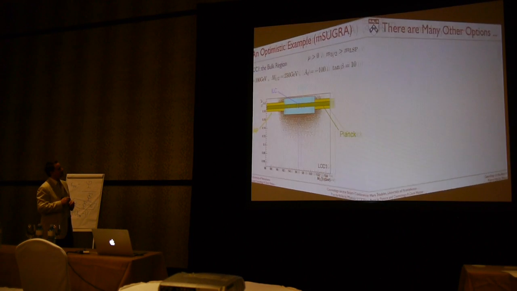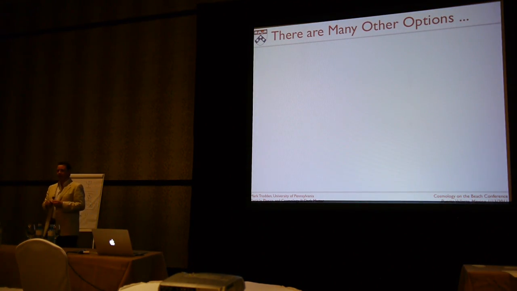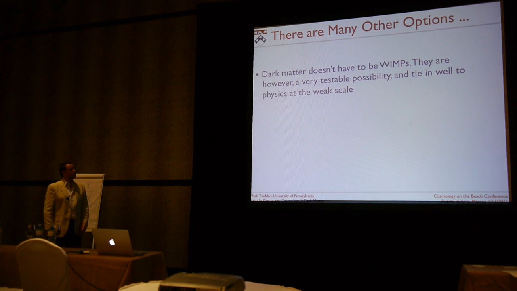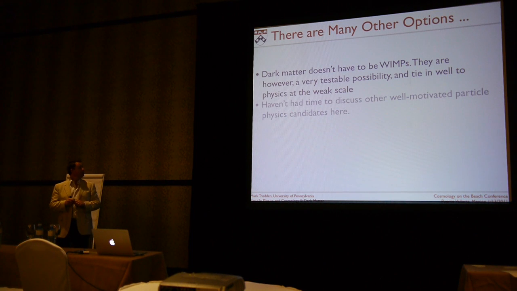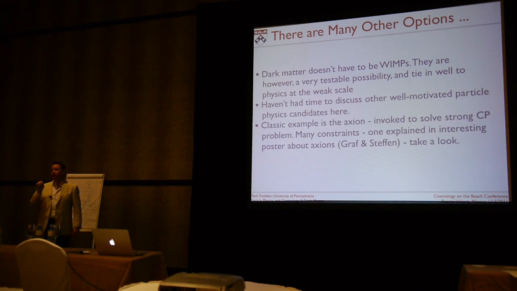Now, I'll finish by just pointing out, in a woefully unfair way, because of time constraints and because I wanted to focus on something rather than talk about everything, there are many other options, of course. Okay? Dark matter doesn't have to be WIMPs. But what I like about WIMPs is that they're very testable and they tie in incredibly well with physics at the weak scale. There are many other well-motivated particle physics candidates. So things that fall into this category that I mentioned, where particle physics has a problem, you solve it with particle physics and it spits out a dark matter candidate. And the best known one is the axion, which is invoked to solve the strong CP problem of particle physics.